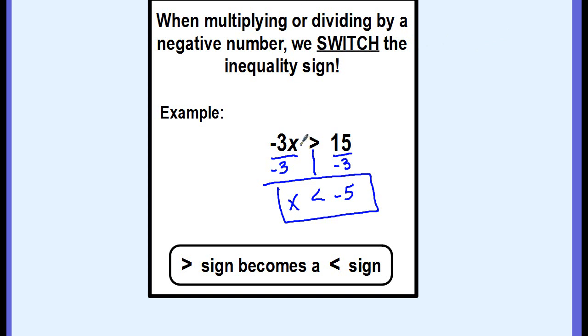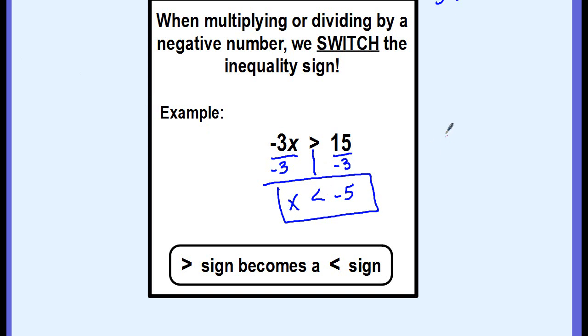Let's replace x in our original inequality with a number greater than -5. A number greater than -5 is 1. So I'm going to put -3 times 1 should be greater than 15. Well, what is -3 times 1? It's -3. Is -3 greater than 15? No, it is not. So we did something wrong here. This should be a clue to you to go back and look at your work and realize, oh, I'm dividing both sides by negative. I have to flip the inequality.